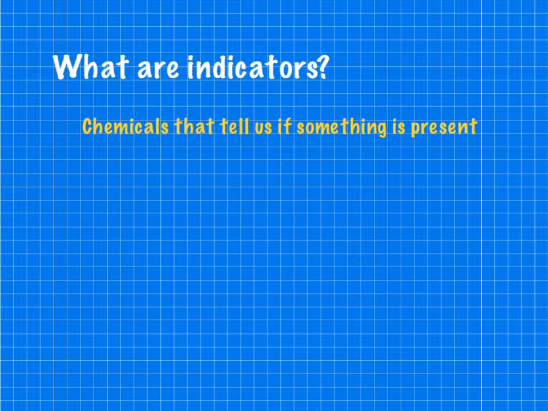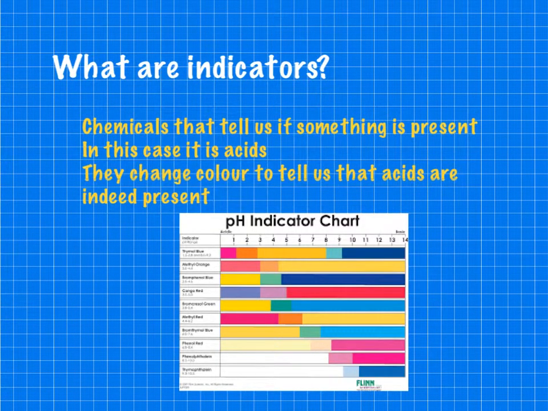So as I said, chemical indicators tell us if something is present, and it's really funny, they do it by changing colour. So we try to use them to change colour to tell us when something's an acid and something's a base or an alkali. Now, the colour change must occur at the change between acids and bases, which you'll find out is pH 7.